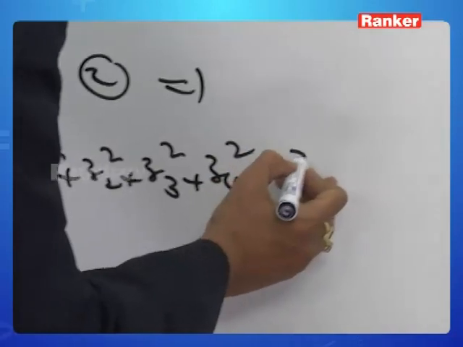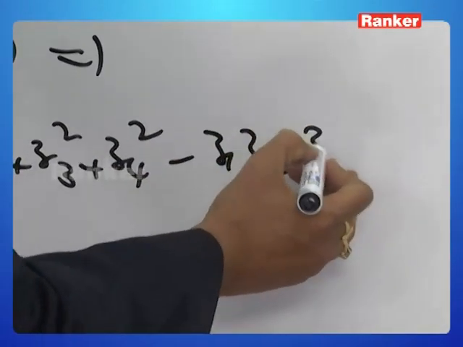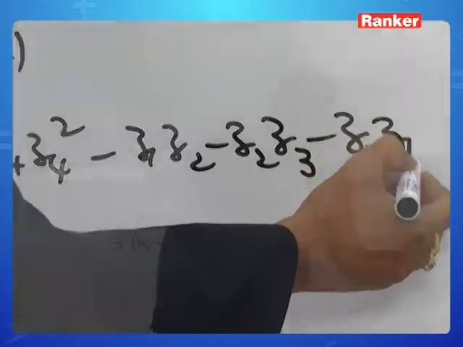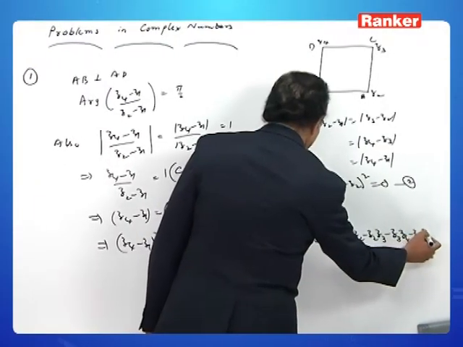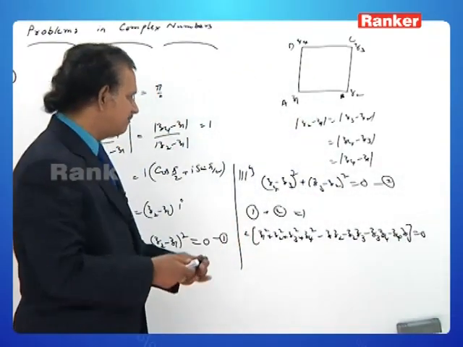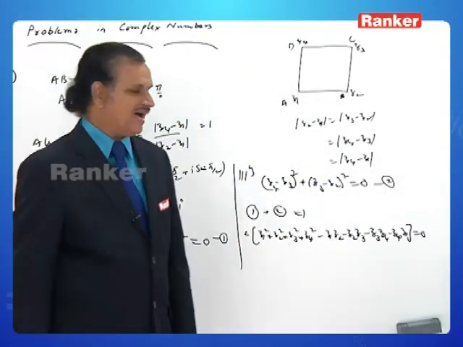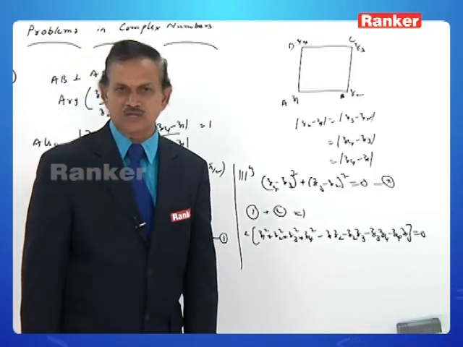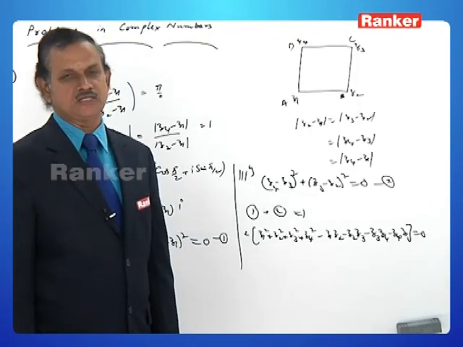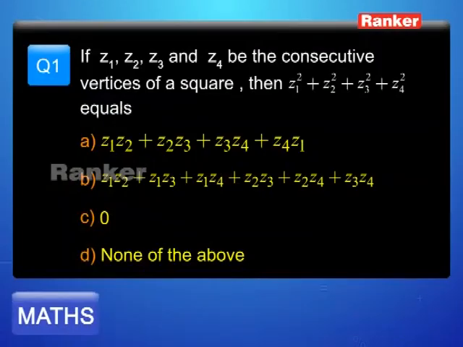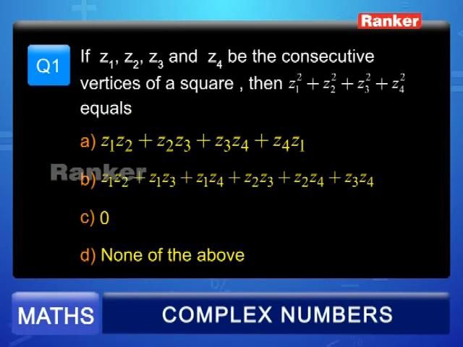Z1 Z2 minus Z2 Z3 minus Z3 Z4 minus Z4 Z1 is equal to 0, so that we shall be having the required one directly as Z1 square plus Z2 square plus Z3 square plus Z4 square is equal to Z1 Z2 plus Z2 Z3 plus Z3 Z4 plus Z4 Z1, which is directly available in the first option, that is option A is the correct option.